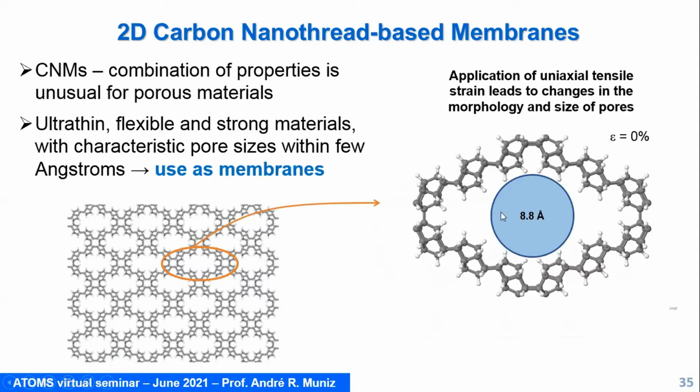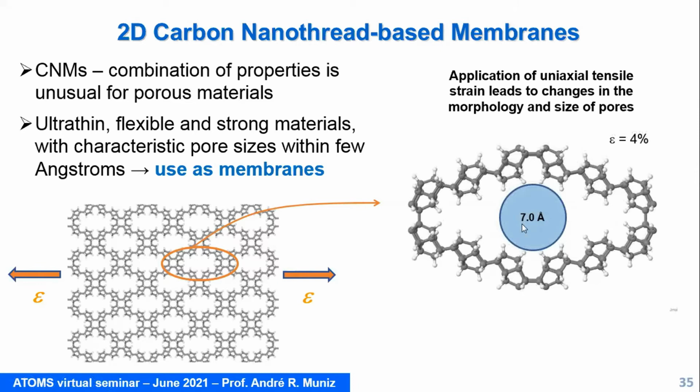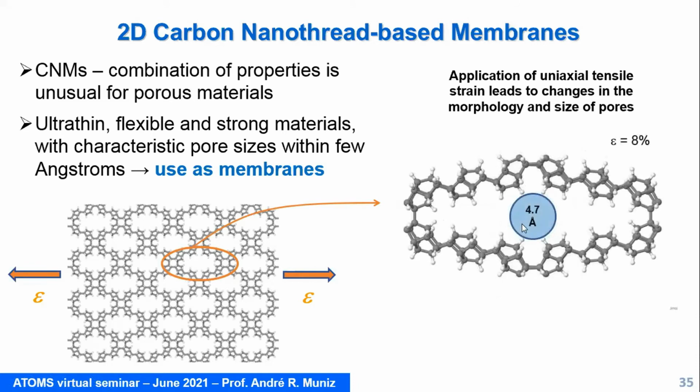For example, here I show in more detail one of these pores. If we apply an axial strain, here you are inserting the largest sphere that can be fitted within this space. So it starts, for example, with an effective diameter of 8.8. But when we apply strain, we observe this material deforming, leading to a decrease in this pore size, until we can reach values close to the kinetic diameter of many gases, for example, of many molecules.